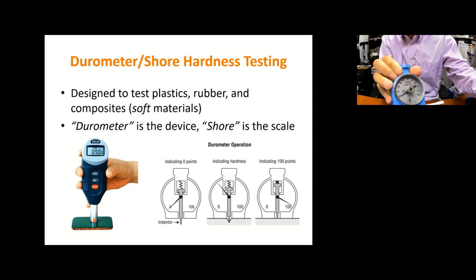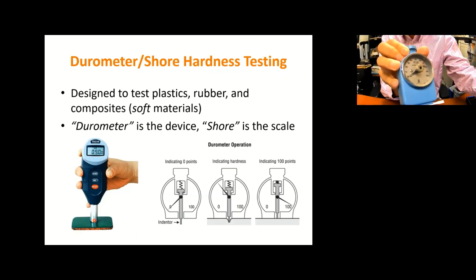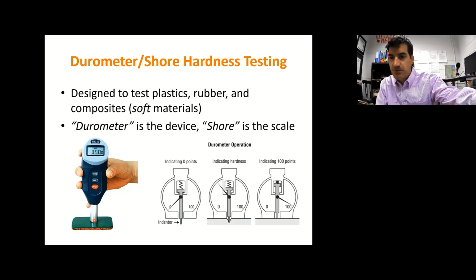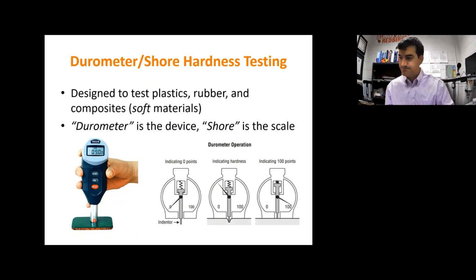So this was the Shore D durometer. So the way I would label this is just 67D. That's the way that you label the units for the Shore D scale. All right.